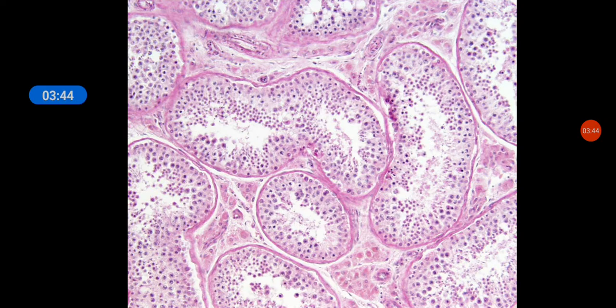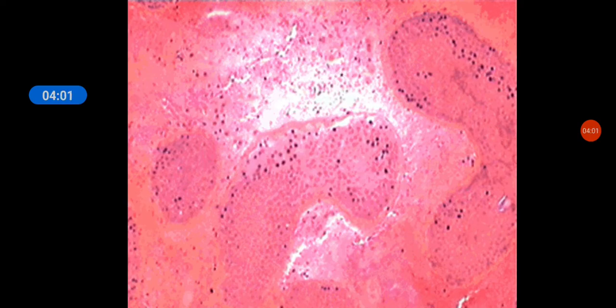Here, as the etiology is congestion or decreased blood supply, the entire seminiferous tubules will undergo necrosis, right? This is another picture where you can see that just the outline can be made out. Everything else has undergone necrosis.